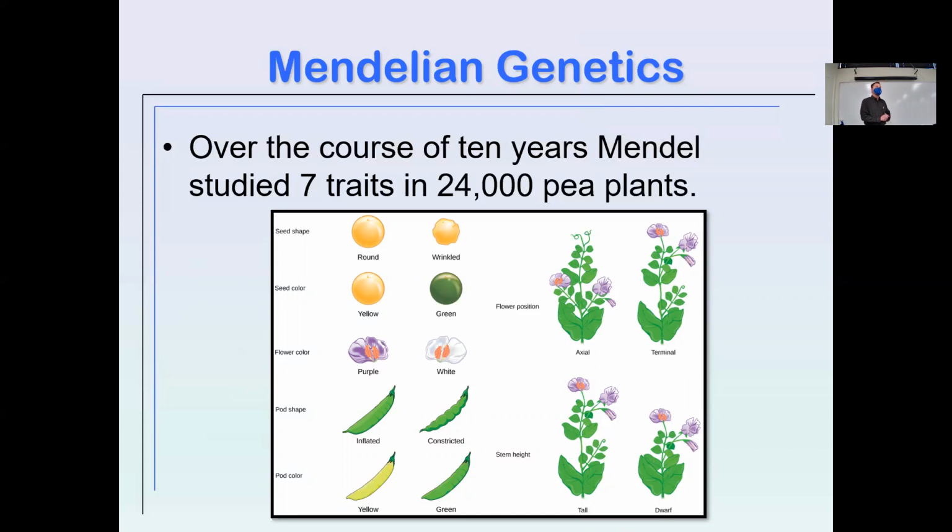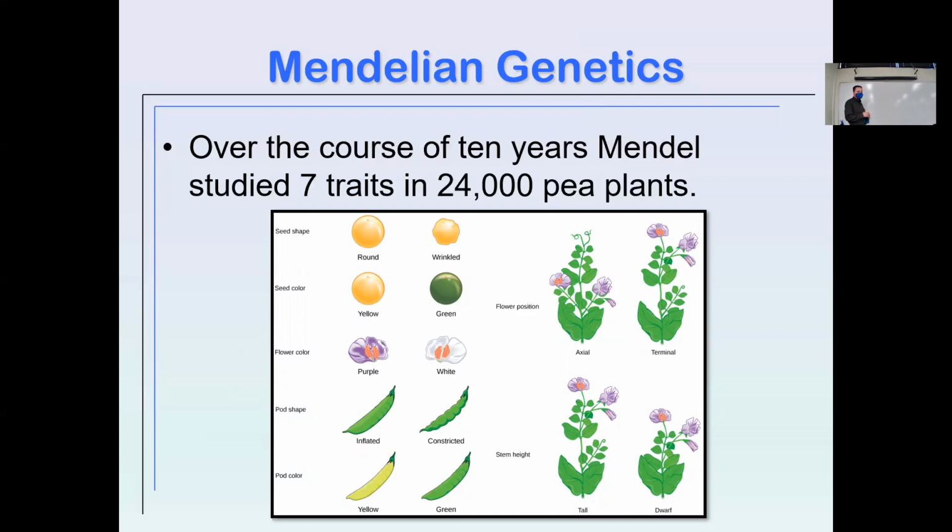Working in a monastery, he was a gardener, enjoyed gardening, they had a large garden, and he was able to dedicate a lot of his time to meticulously ensuring that individual pea plants were only reproducing with genetic material from other pea plants that he wanted, to be able to control and test and observe specific traits. So he studied over the course of 10 years 7 different traits in pea plants. Again, about 24,000 plants. So just try to imagine the scale. If you just take a moment and think about the scale, that's a lot.